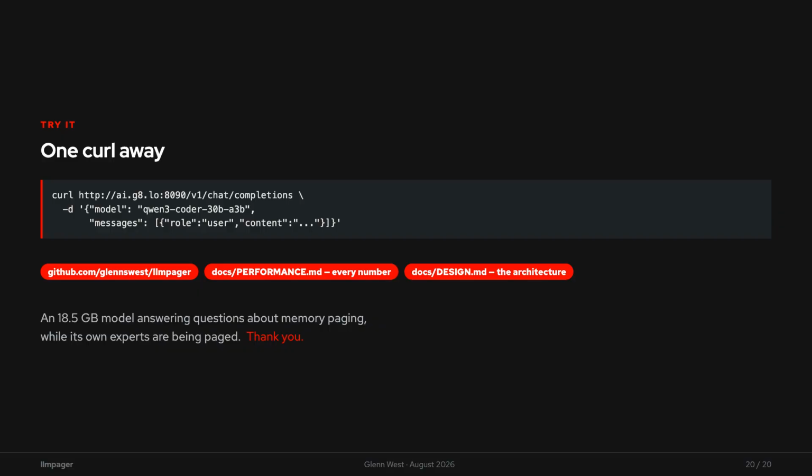If you want to try it, it's one curl command against the server, or one package install on Debian or Fedora. The repository, the full performance journal, and the design docs are all public. I'll leave you with my favorite detail of the whole project: an 18 gigabyte model answering questions about memory paging while its own experts are being paged. Thanks for watching.